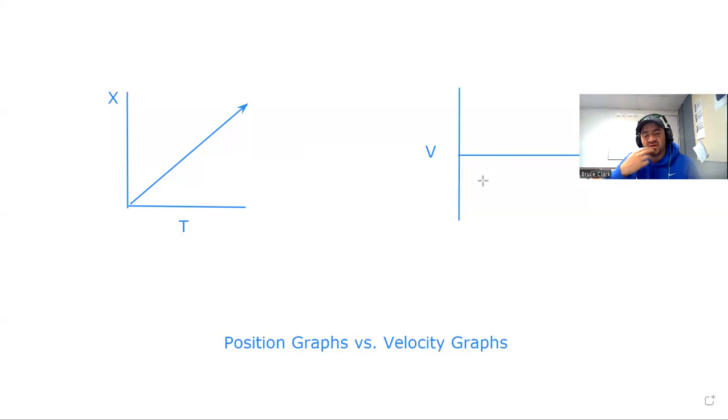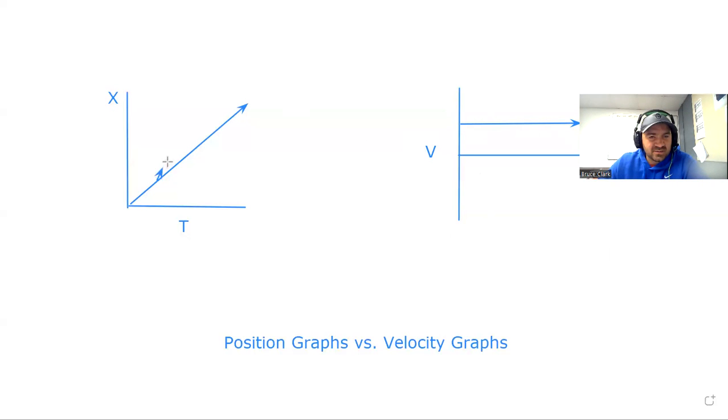It's going to be moving away from us, and so it's positive. Is its speed changing at all? No, that is a constant speed. So that means it is moving away from us at a constant speed in the positive direction. So these two graphs are showing the exact same movement, just looking at different values. This one's looking at the position of the object, this one's looking at the velocity of the object.